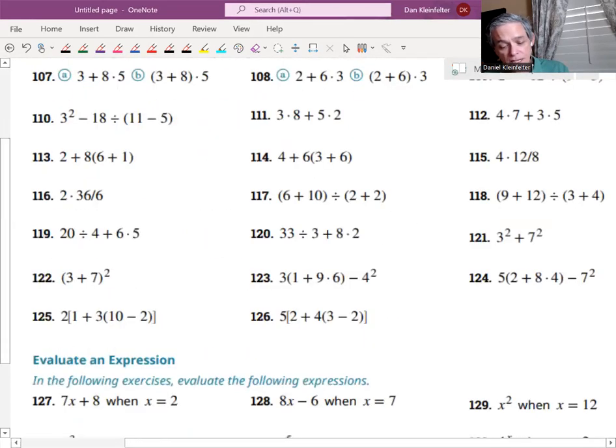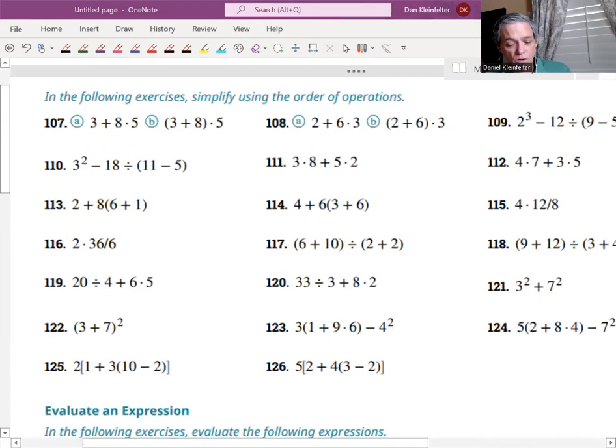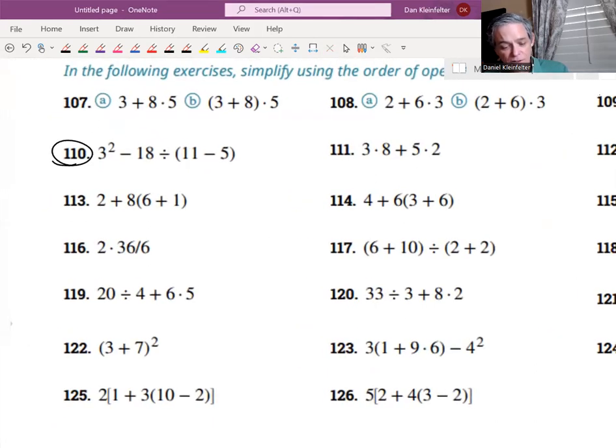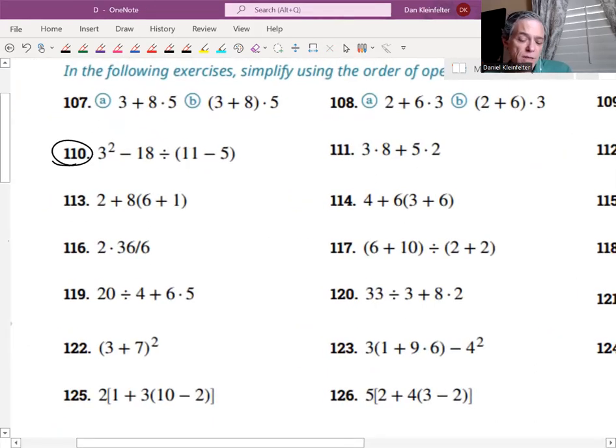Some more examples here. We're simplifying by order of operations. So we'll just do a couple. There's not a lot of room here, so we'll do the best we can. I'm going to try 110 first. Remember that you can do any two operations at the same time, in the same step, as long as they're separated by an operation that's lower ranked. So here we have 3 squared and then a 19 divided by something. We could do the 3 squared now, getting 9, because it's separated from the other stuff by that subtraction, which is lower ranked.